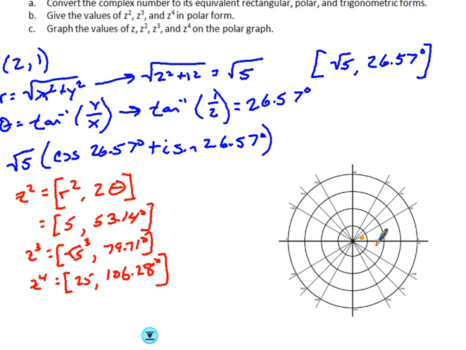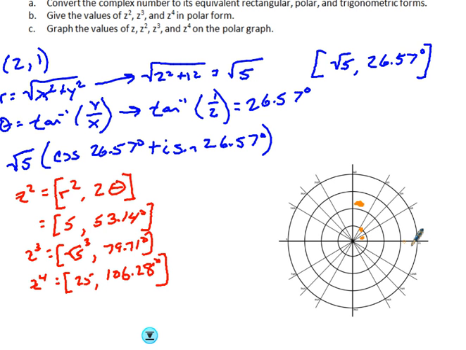Then I want z squared, which is 5, so I'm actually going to go on the 5 circle, and I want to go up to 53.14 degrees, so in between the 45 and the 60 angle markings right there. And then I'm going to go the square root of 5 cubed, and that's about 11.8. So that's 5, that's 10, so a little bit beyond the 10 circle. And I want my angle to be 79.71, so that's somewhere between the 60 and the 90 angle marking, so somewhere right around there. Kind of a big point, but you get the idea of that.